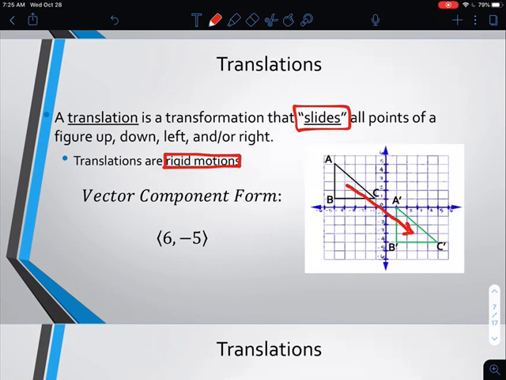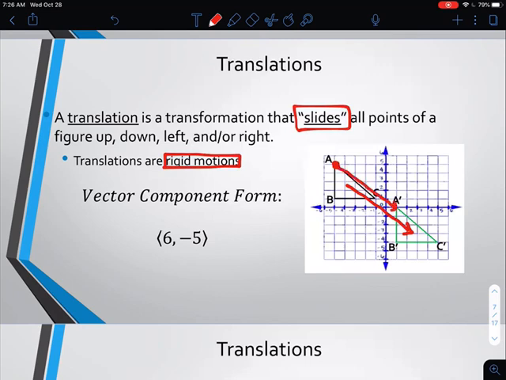Now, as far as translations, one of the things you're going to have to be able to do is look at a translation like we see here and figure out how I got from triangle ABC to triangle A prime, B prime, C prime. With translations, the whole figure moves the exact same distance in the exact same direction. So all I have to do is pick out one point, like point A, and figure out how I got from A down to A prime.